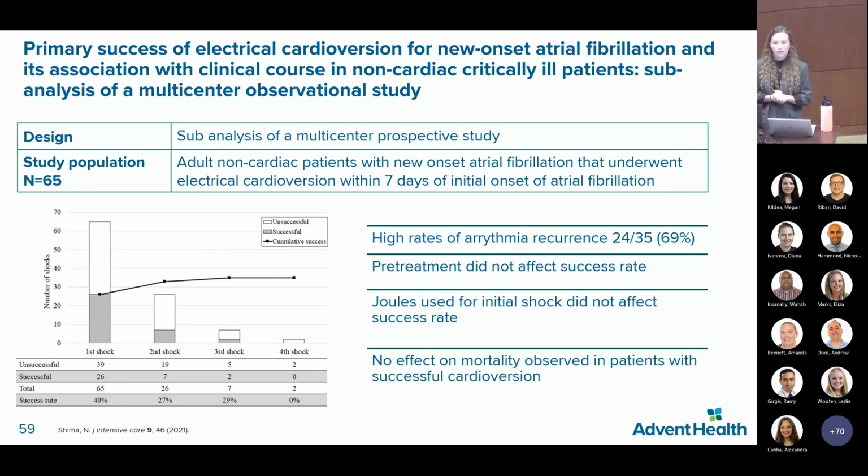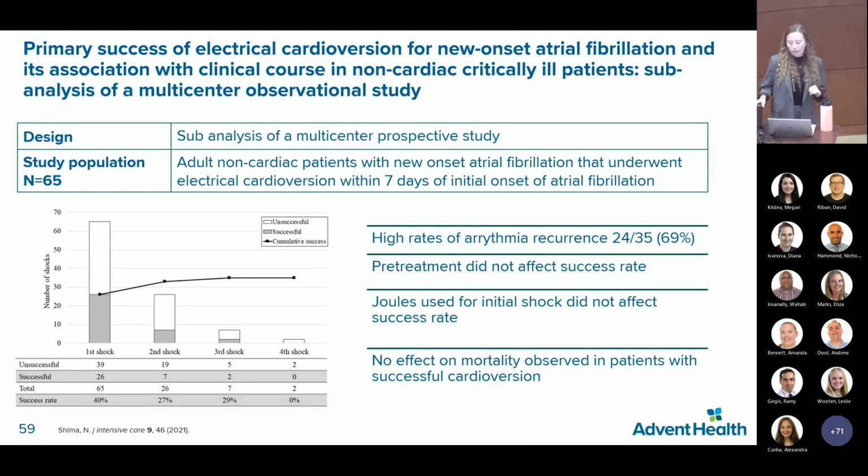The study included 65 patients, and of those patients, only 40% had a restoration of sinus rhythm after the first shock. Successful shock was defined as a restoration of sinus rhythm for at least 30 seconds. And on the diagram to the left of the screen, you can see that the success rates actually decreased with each subsequent shock. Other factors that were assessed included pre-treatment with antiarrhythmic medications and the amount of joules that were used, and neither one was shown to affect success rates.